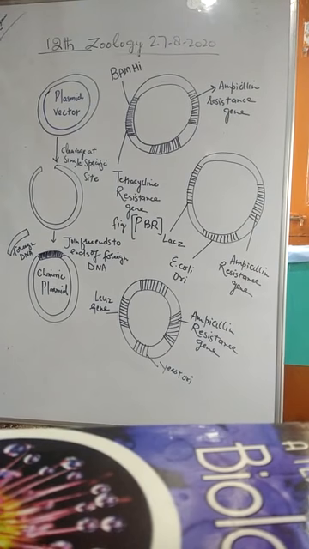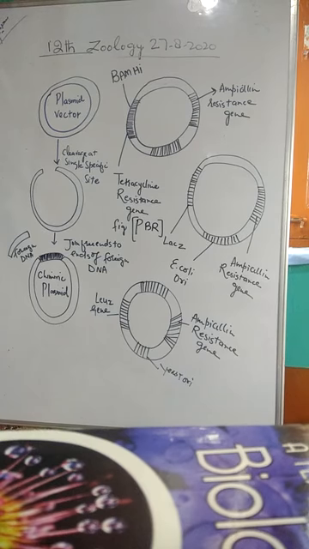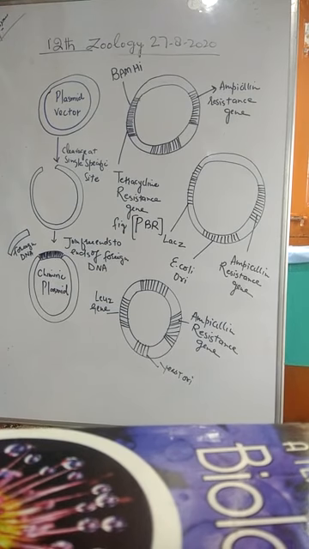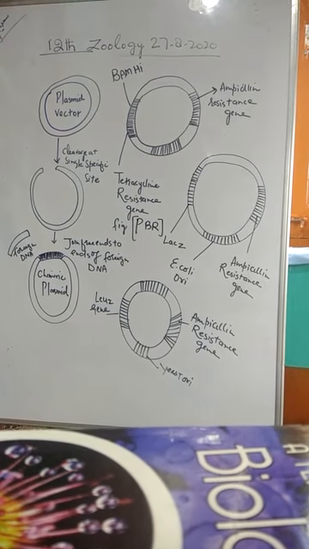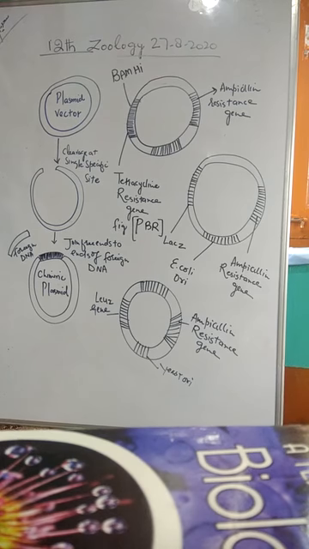We are dealing with the chapter Biotechnology: Principles and Processes. Today's discussion is about the tools of recombinant DNA technology, or what we call genetic engineering. Among the important tools of genetic engineering, we have the plasmids, what we call the vectors.